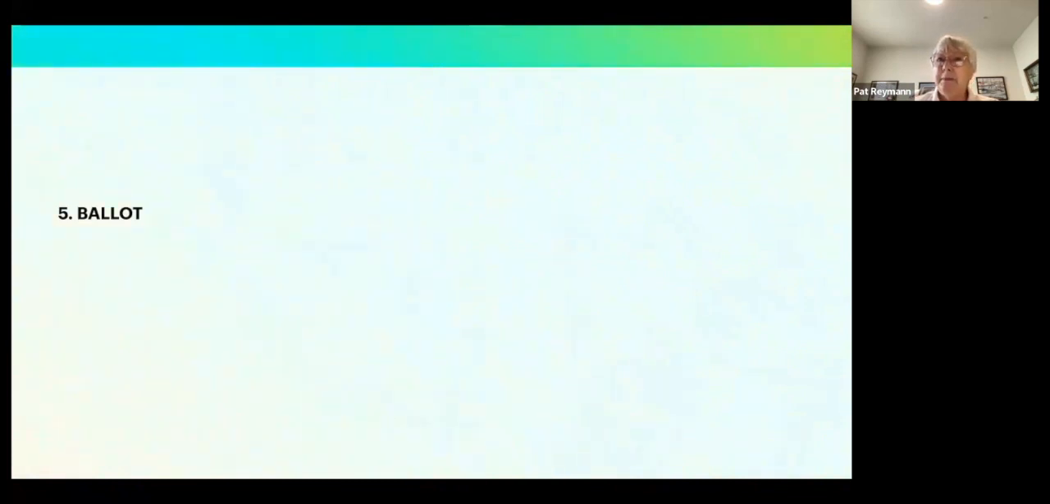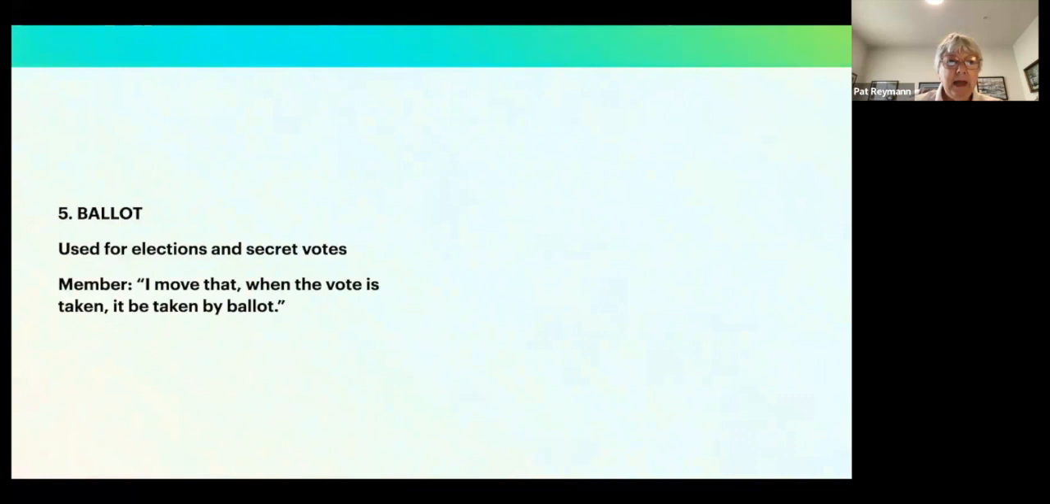Okay, now the biggie, the ballot. This is used for most elections and for secret votes. Anytime you've got something controversial and you don't want everybody to know how you're voting, then you can ask for a ballot vote. And sometimes you'll have it in your bylaws that the election should be done by ballot.